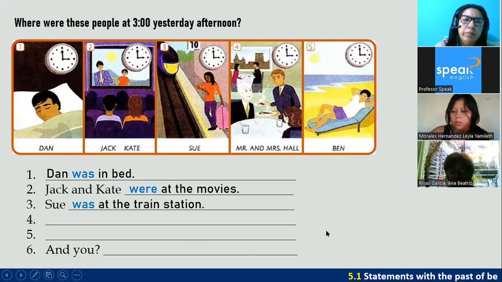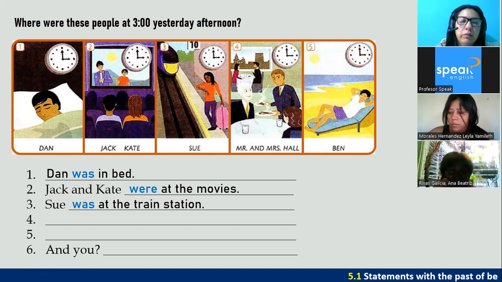Si nosotros queremos decir un café, ellos están en un café, es un café, como en español. They are at a café. Y un coffee shop es donde venden solo café, ¿verdad? O café y postres. Pero un café es más como un restaurante.